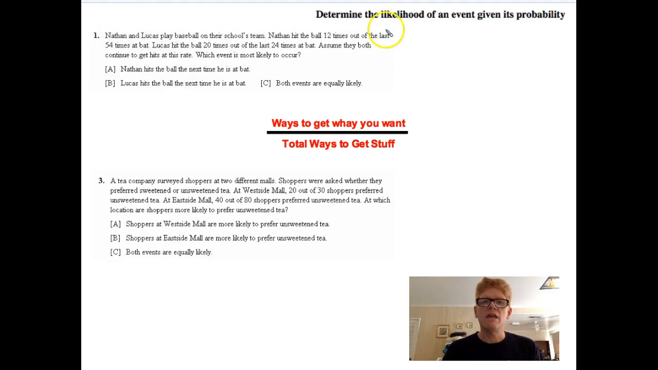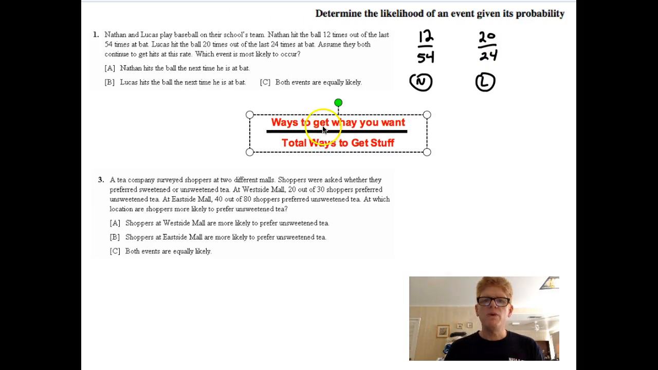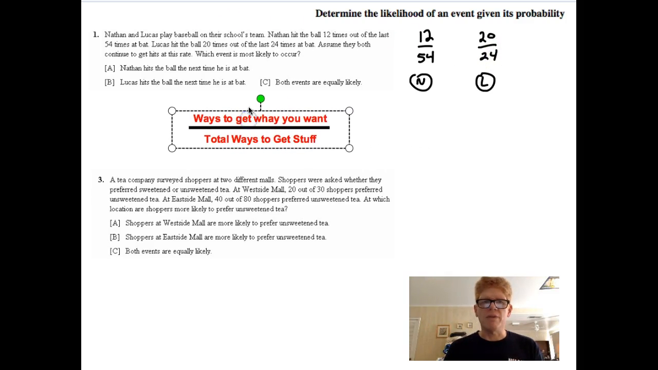So Nathan hit the ball 12 times out of the last 54 times at bat. And Lucas hit the ball 20 times out of the last 24 times at bat. And we want to know which is more likely to happen. Is it more likely that Nathan will hit the ball next time he's at bat? Or more likely that Lucas will hit the ball next time he's at bat? Or is it that both events are equally likely?